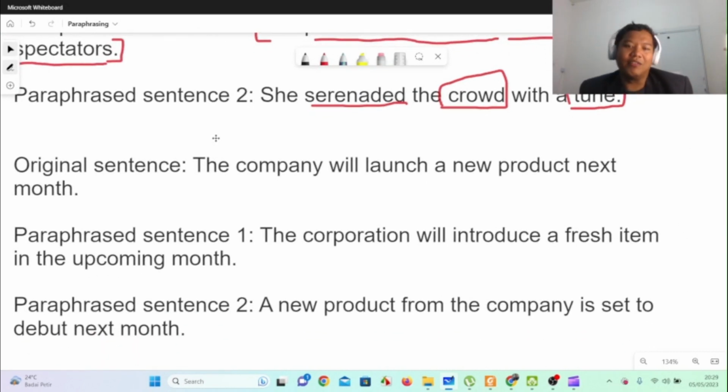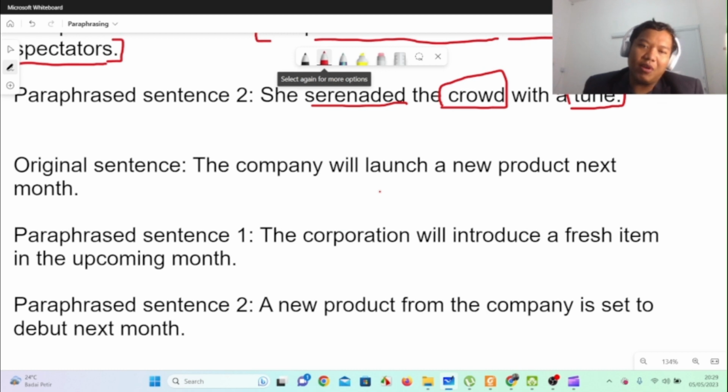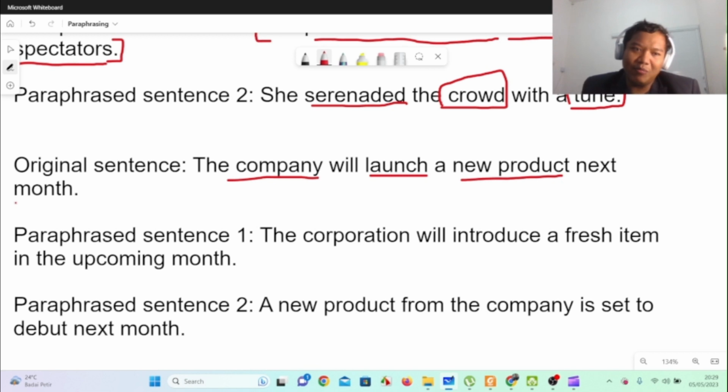All right, so here we have: the company will launch a new product next month. Now, as usual, the first easiest paraphrase is always to just find different words for each one that comes into your mind, and then keep the structure the same. So let's take a look if that's what happened in the first example.